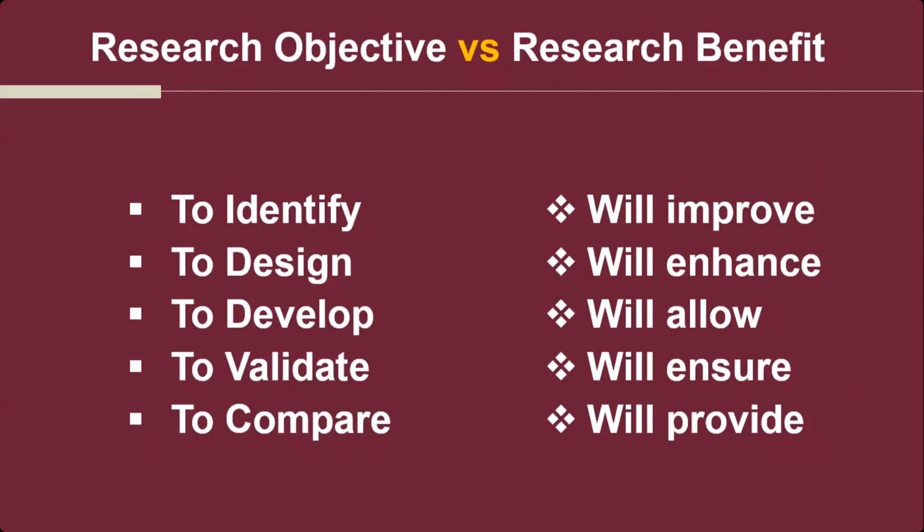When you come out with a research objective, it needs to be tangible. It needs to be something that you can measure. To identify, you will get a list of something that you're identifying. To design, you will design. To develop, to validate, to compare, and so on. Unlike research benefit, which will improve, will enhance, will allow, we don't have a specific process. Will ensure. That one is the research benefit.